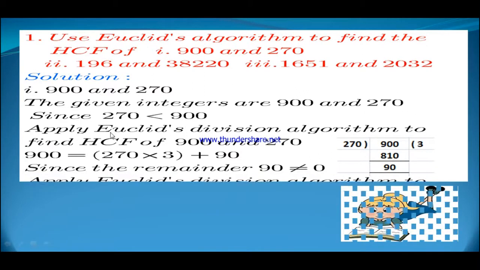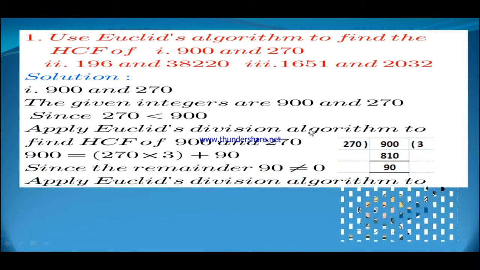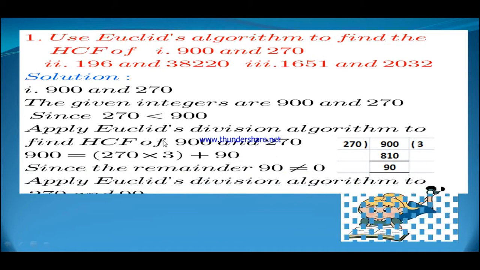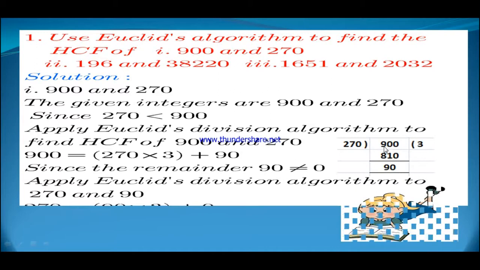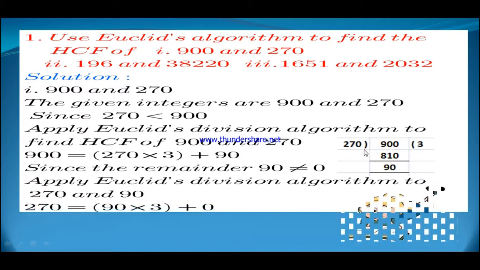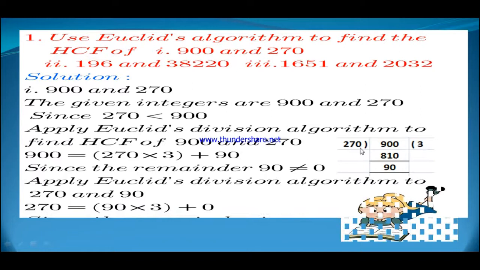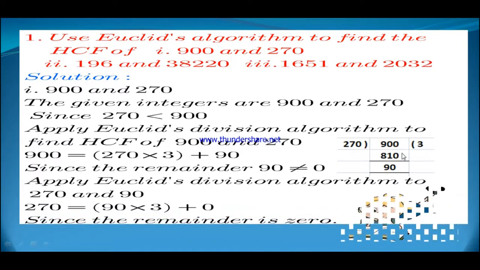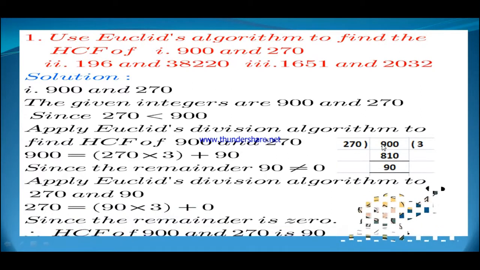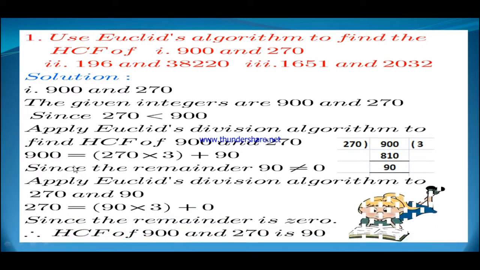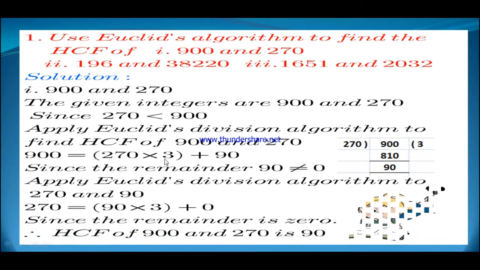Now, you can apply Euclid's division algorithm to find the HCF of 900 and 270. If I divide 900 with 270, 270 goes into 900 3 times, 3 into 270 is 810. If you subtract, the remainder is 90. Therefore, you can write 900 is equal to 270 into 3 plus 90. Here, what is the remainder? Remainder is 90, but it is not 0.